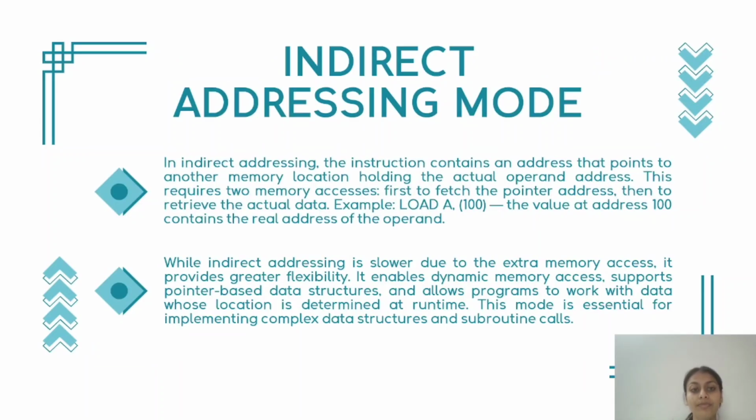Indirect addressing mode. In indirect addressing, the instruction contains an address that points to another memory location holding the actual operand address. This requires two memory accesses: first to fetch the pointer address, then to retrieve the actual data. Example: LOAD A 1000. The value at address 1000 contains the real address of the operand. Indirect addressing is slower due to the extra memory access.